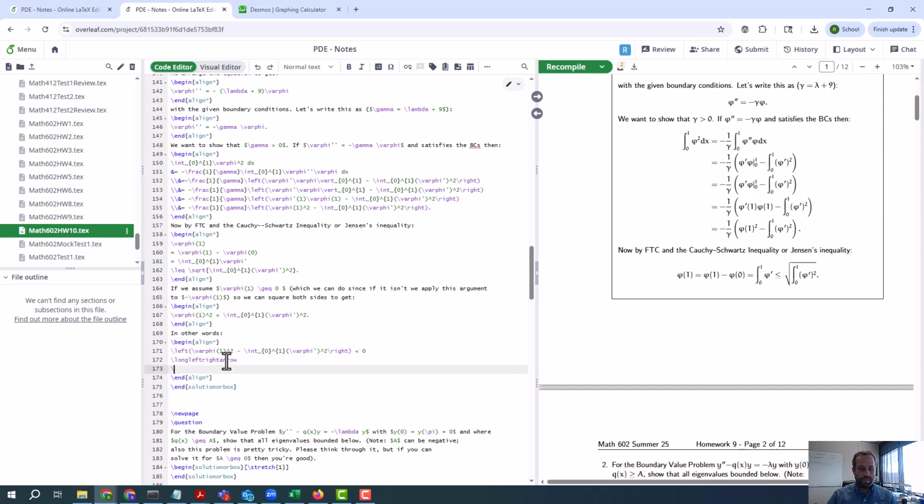And now what this means, 1 over gamma, if I take the minus sign and distribute it into the inside there, I'm going to have a minus sign and then a plus sign. So this is less than 0. If I multiply it by minus 1, this is going to be greater than 0. Actually, I've only proven that it's less than or equal to 0.